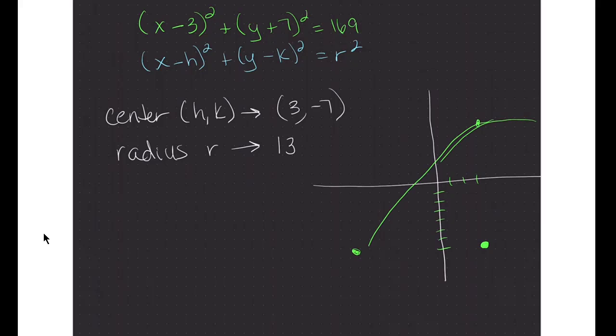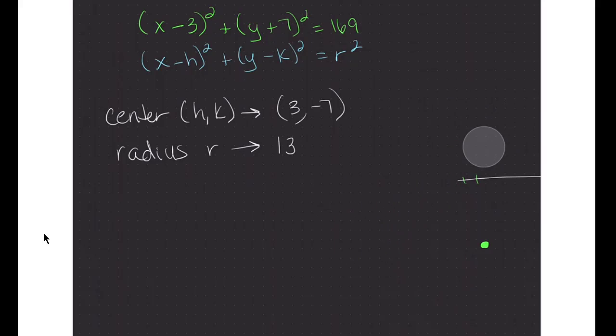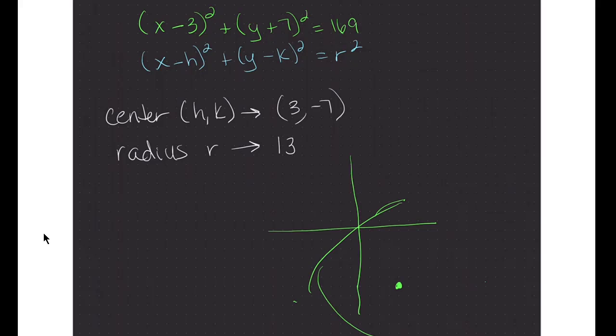Okay, so I can't draw. We're just going to make it smaller. Move it over. Should have done this on a full screen. So we found our center was at (3, -7), and then you would count up 13, count over. See, I'm still off, right? And then you can draw a perfect little circle.